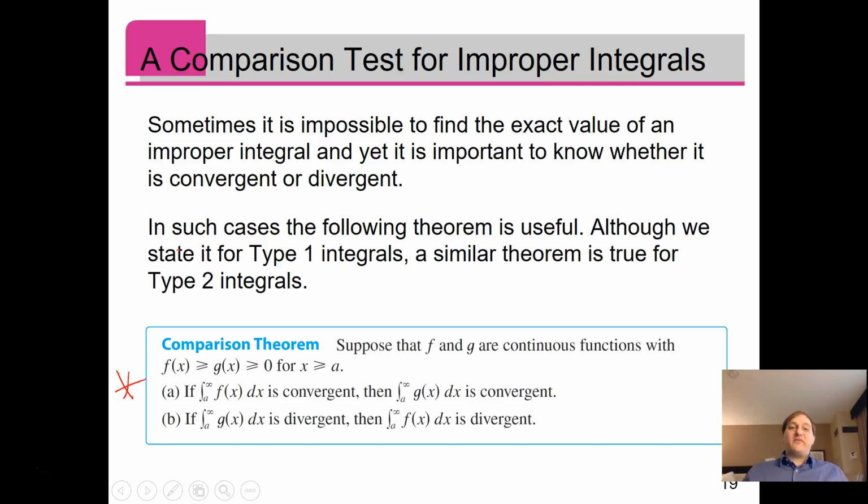And we're going to talk about this in terms of type 1 integrals. There's a similar way you can do it for type 2 integrals, but we don't really care about it so much for type 2 integrals. But for type 1 integrals, we're going to suppose that f and g are continuous functions, and that f of x is greater than or equal to g of x, and that g of x is greater than or equal to 0. So we have non-negative functions. F is bigger than g. And we're going to assume that that's true after some point, a. It doesn't have to be true 100%. It just has to be true eventually.